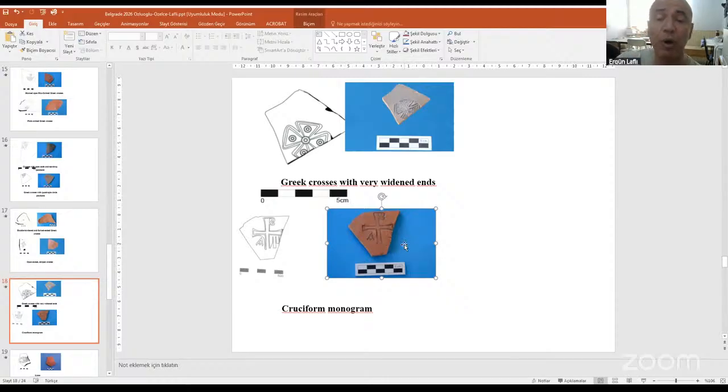I tried to sort of find parallels for them. We have 3 or 4 altogether from seals, Byzantine seals, from contemporary Byzantine, so 5th, 4th century.